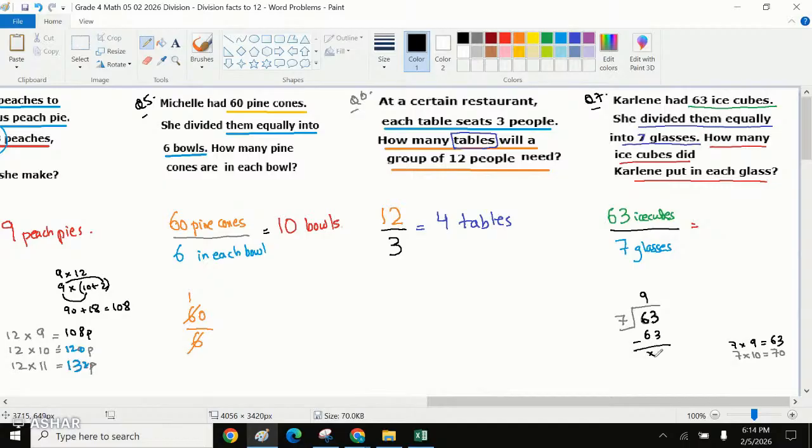So we say 9 ice cubes. We put a slash per glass. Slash means per. 9 cubes per glass. Thank you, May. Thank you, Mai. Thank you, Baruch.